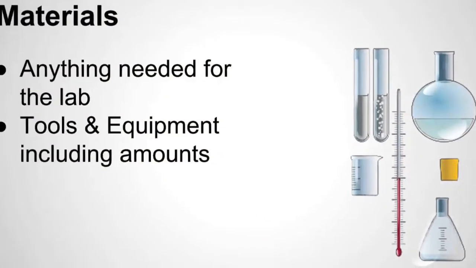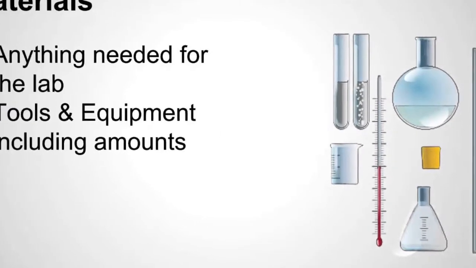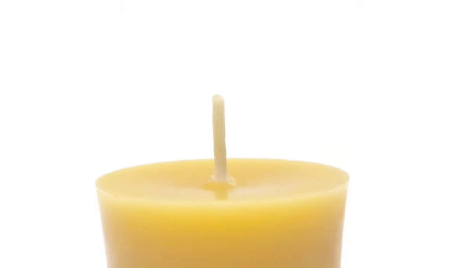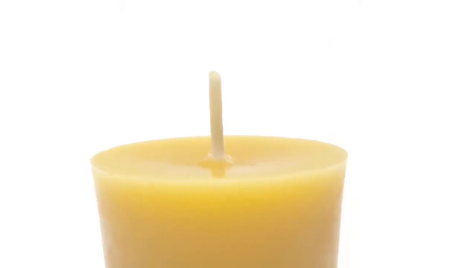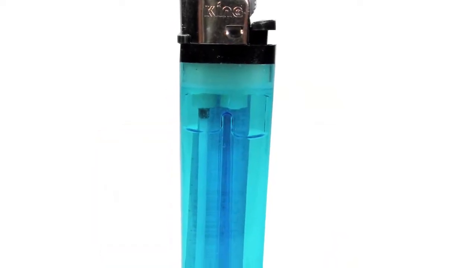The next part is materials. Materials include everything that you will be using during your experiment. Another scientist should be able to repeat your experiment and receive the same results. So you need to make sure you've got everything listed that you used during your experiment.